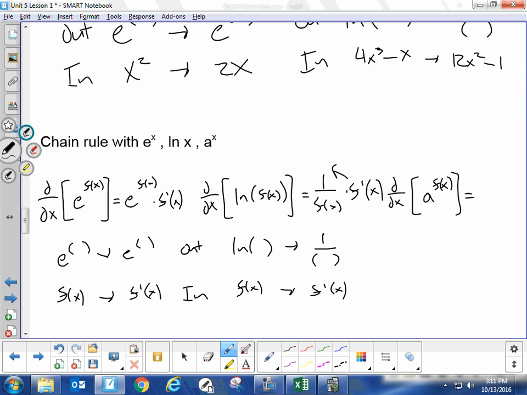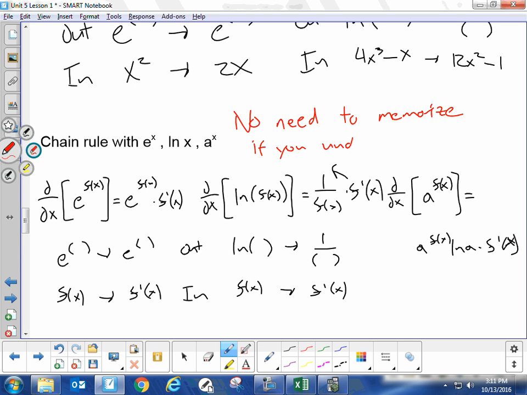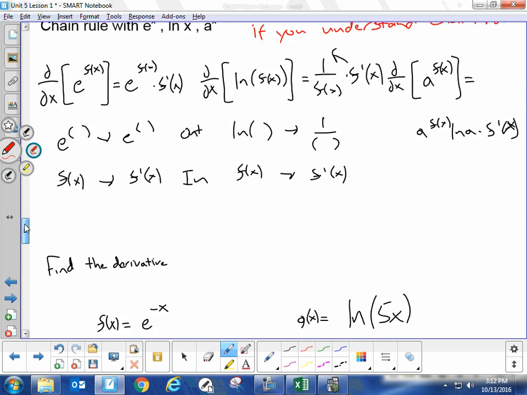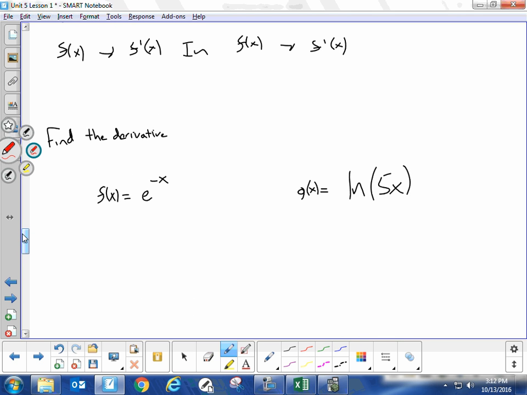The last one is the a to the f of x. It would just be a to the f of x log a times f prime of x. It's very similar to the e to the x. Okay? You don't have to have these memorized so long as you understand the chain rule. So let's practice. Find the derivative of e to the negative x and log of 5x.